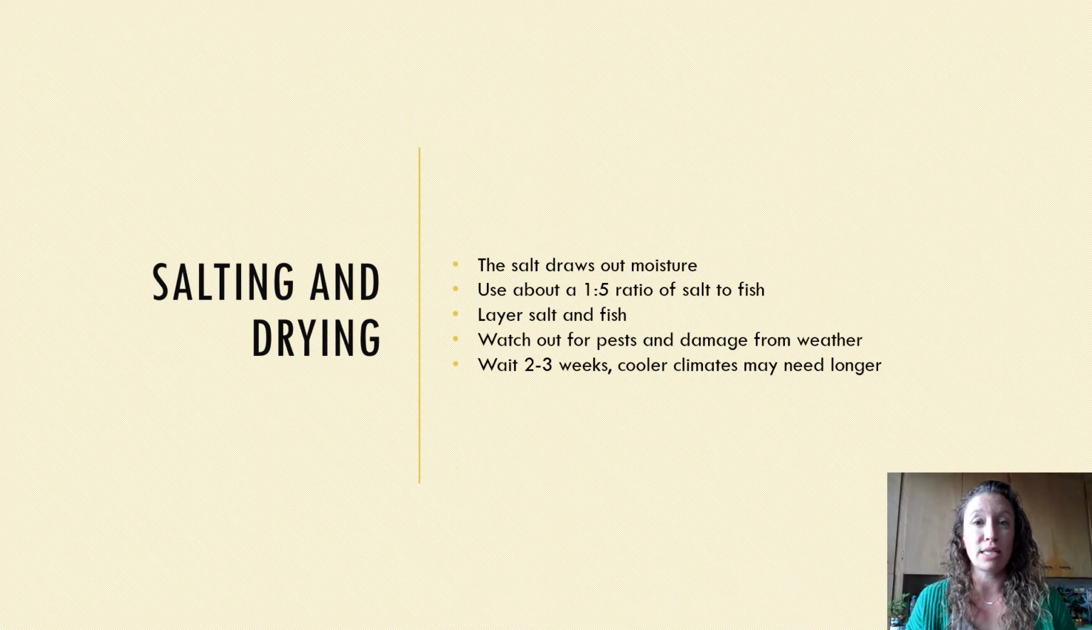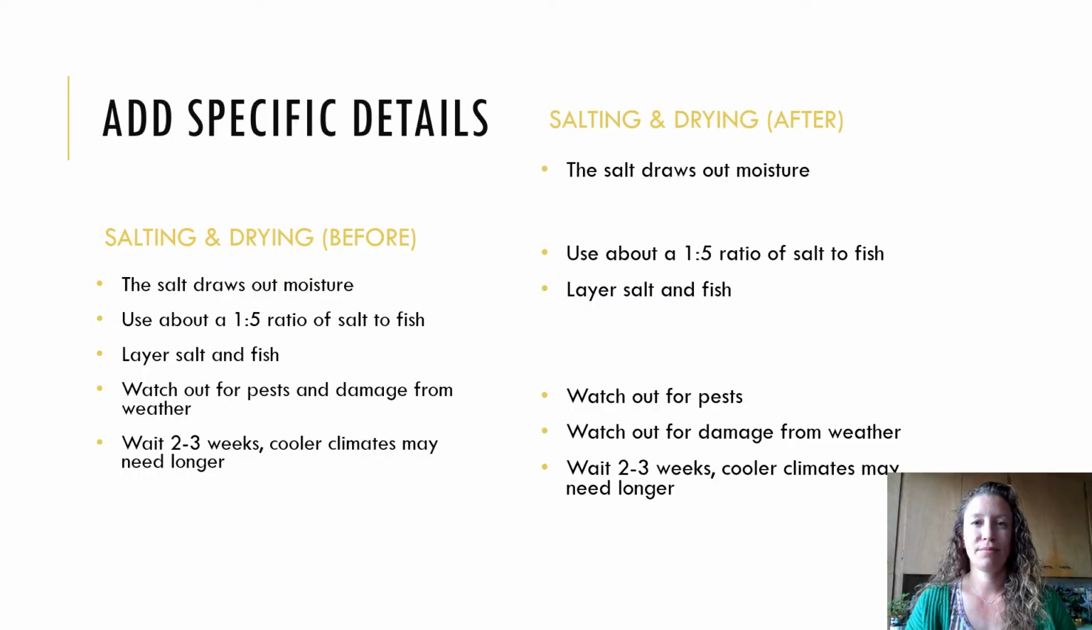The salt draws out the moisture from the fish, so you want to use about a 1:5 ratio of salt to fish. And then these next bullet points here are really the instructions for how to do it. You'll want to layer the salt in the fish so that the fish is completely surrounded. Watch out for pests and weather that might damage it as you wait about 2 to 3 weeks, and cooler climates may take longer.